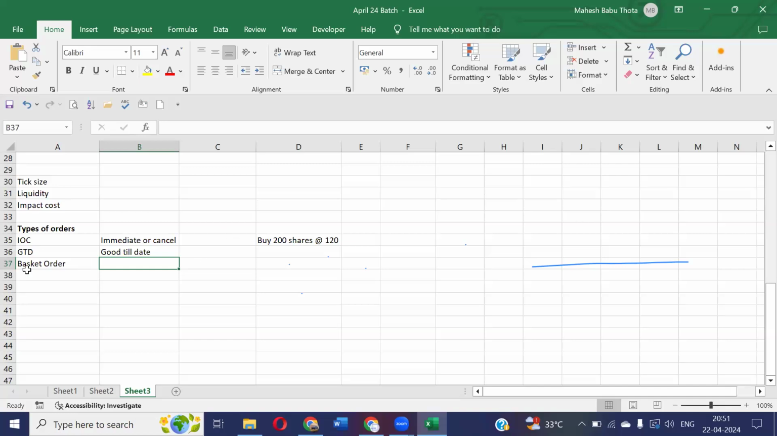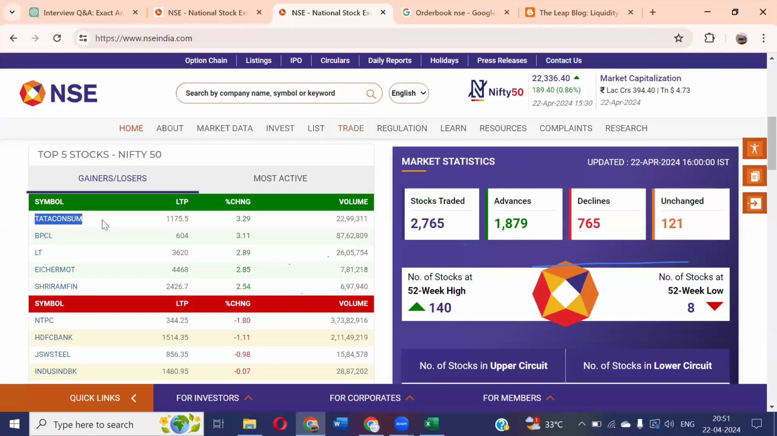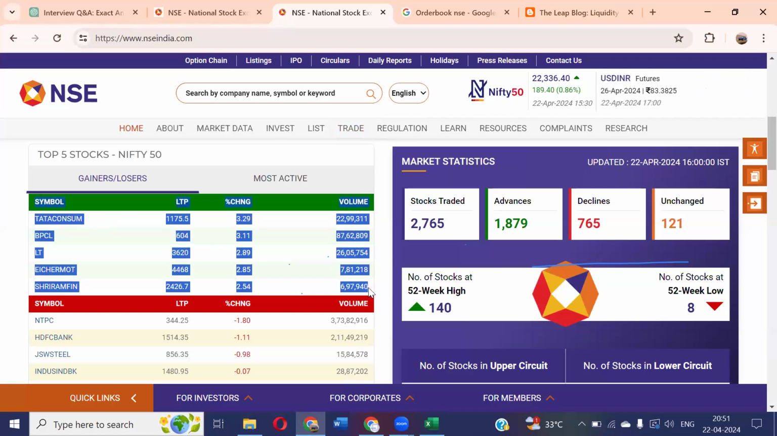Then we have an offline order. Offline order means that during off timings, once the market is closed, we can still place an order. Even now I can place an order, suppose I want to purchase HDFC securities. But when will it be executed? Now the market is not available, but still I can place the order. But when will it execute?